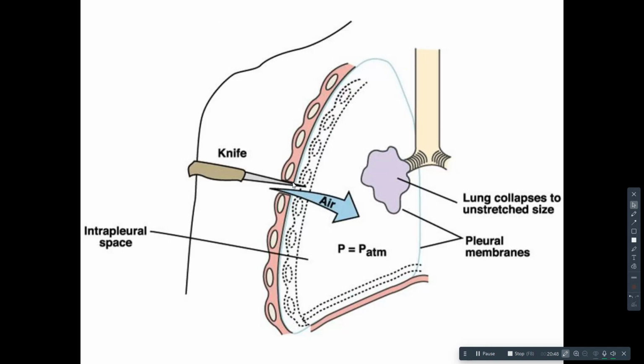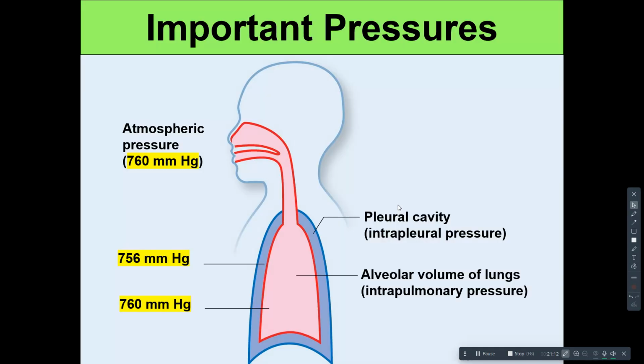But when they stabbed me in the lungs, the pleural space, the pleural cavity, air went in there and the pressure in here got high. It was no longer less than the pressure in the lung. And look what happened to the lung. It collapsed to its unstretched size. So this is what happens if we don't have this difference with the lung pressure being more than the intrapleural pressure.